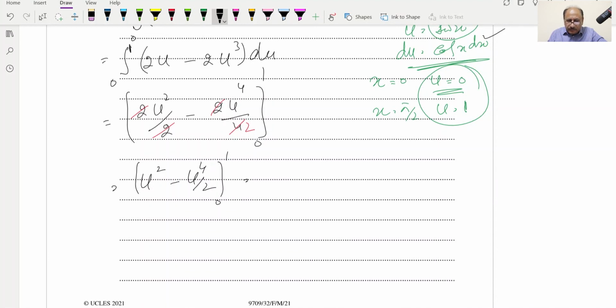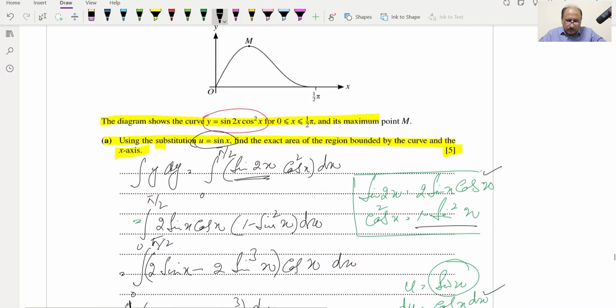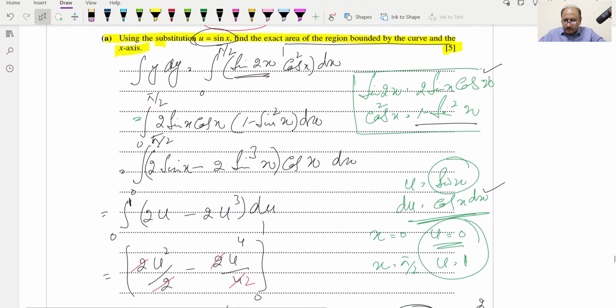Now we can replace the upper limit first, so it will be 1 minus 1 by 2, and for the lower limit 0, minus 0, so this will be equal to 1 by 2, and this many units square will be the area, because we have to find the area of the region bounded by the curve and the x-axis. This is done.